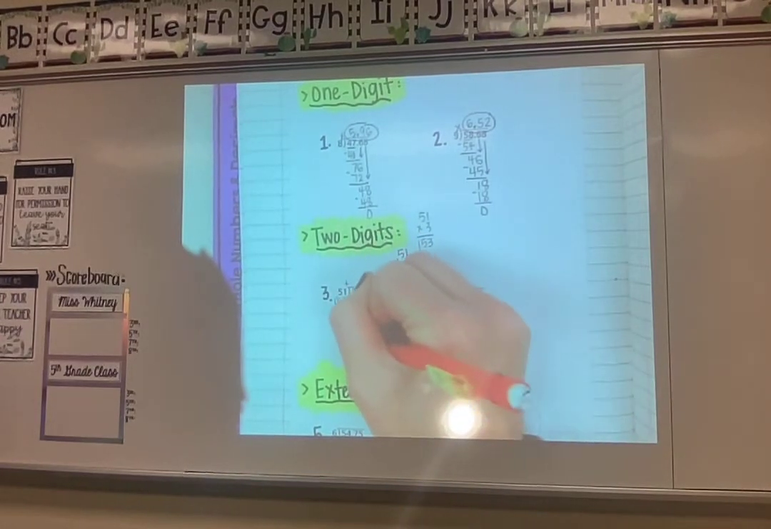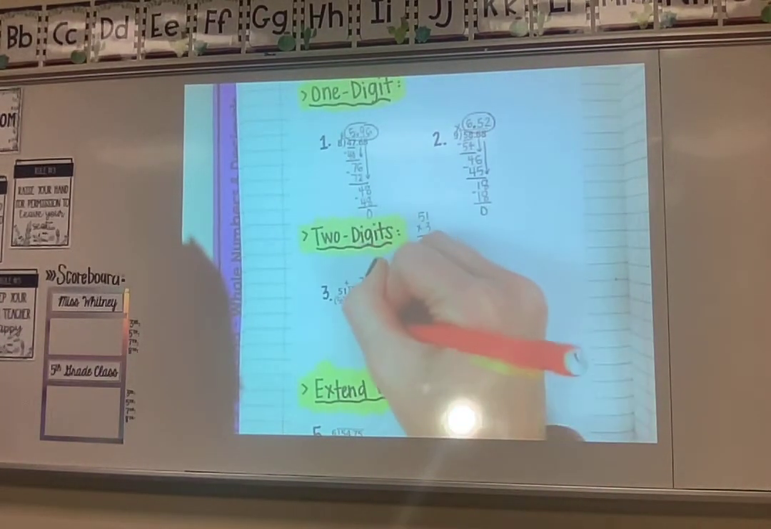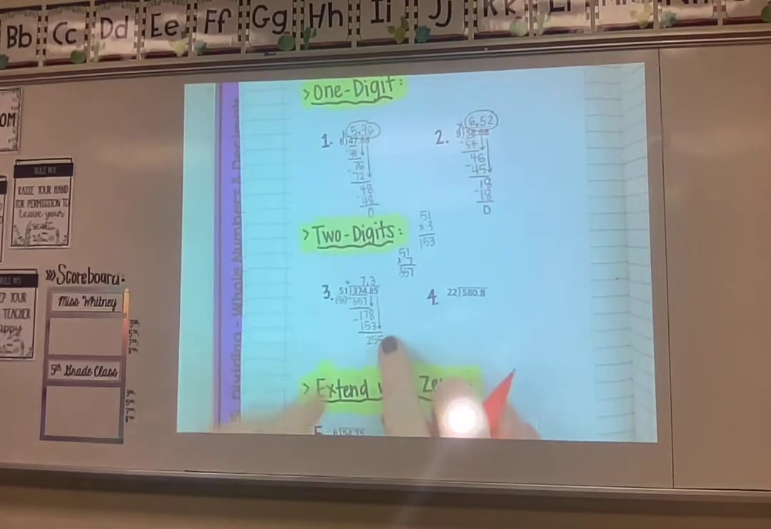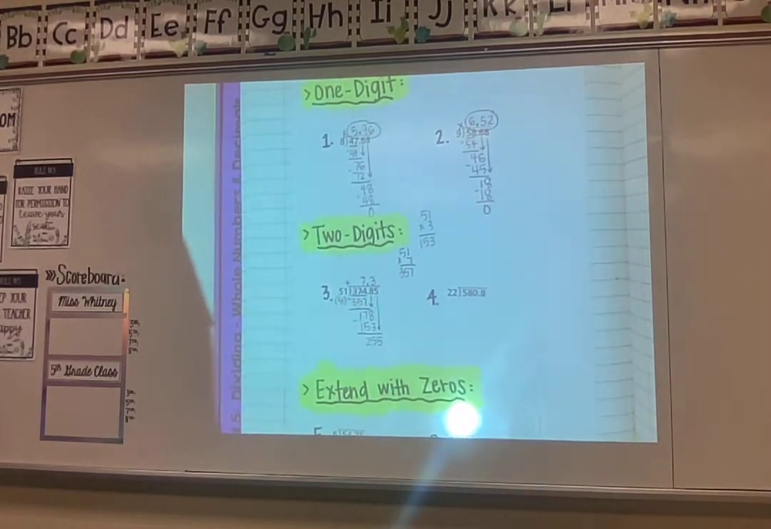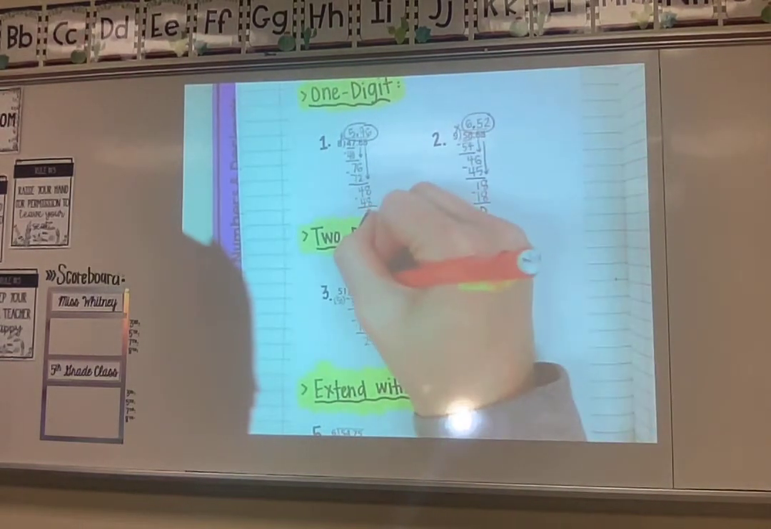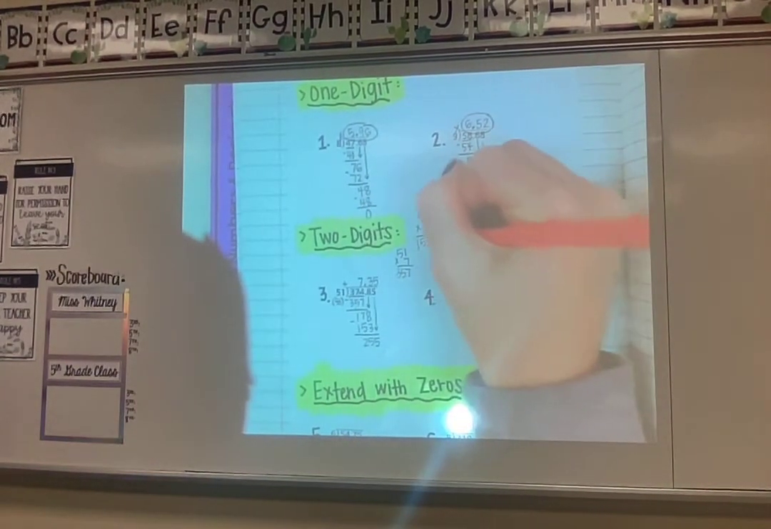That would be a 25. Then I'm going to bring down again. Cover up those back numbers. How many 5s will fit into 25? That would be a 5. So I need to do 51 times 5.